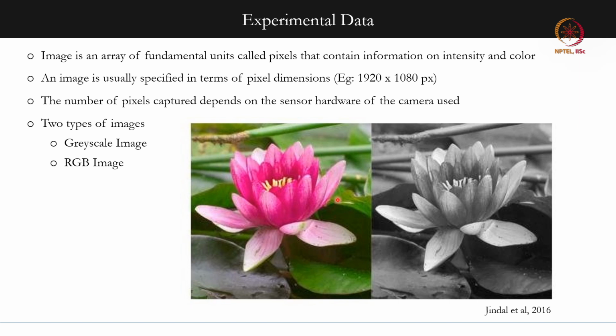And the images usually are of two types. They can either be a grayscale image or an RGB image. In a grayscale image, each pixel has information only on the intensity, whereas in an RGB image, it has information on both the intensity and the color. We look into each of these image types individually now.